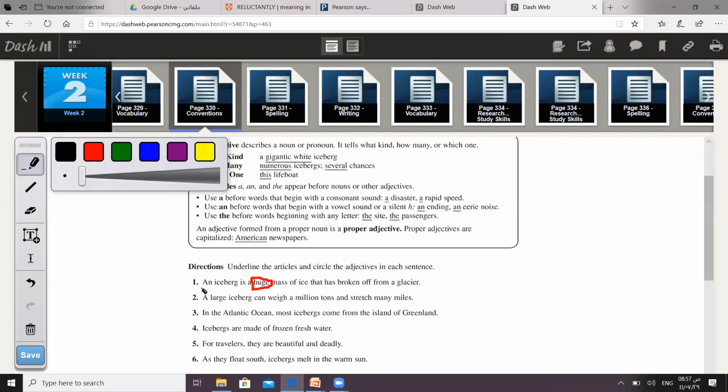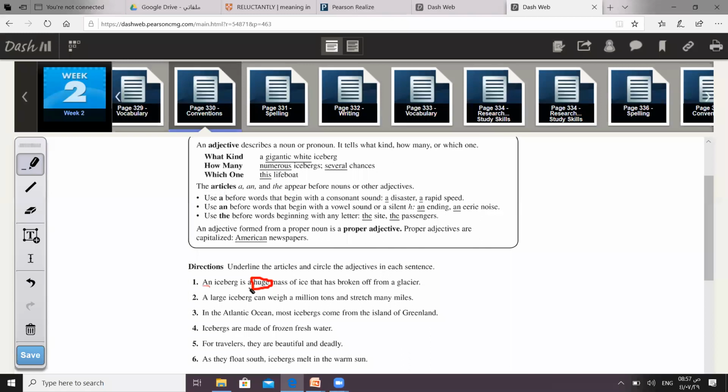And who can tell where is the article? We have 3 articles. A huge, and a glacier here. Glacier. Yes. A large iceberg can weigh 1,000,000 tons and stretch many miles. Where is the adjective here? And where are the articles? Large. Large is what? Large is an adjective.